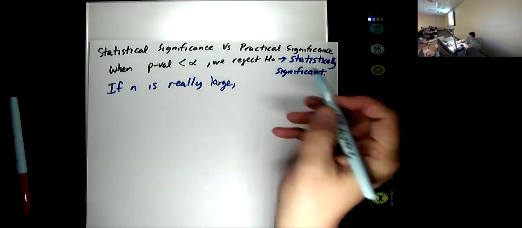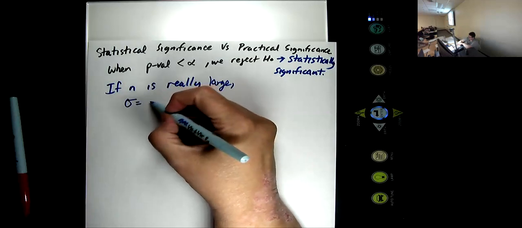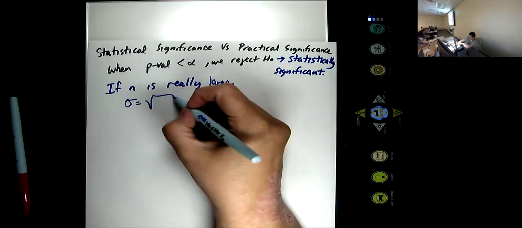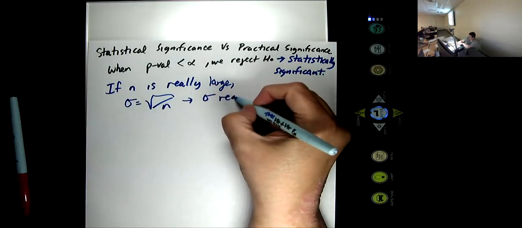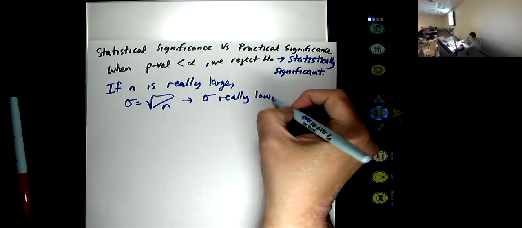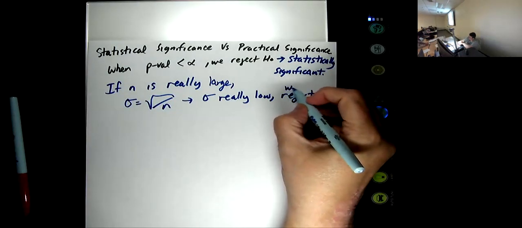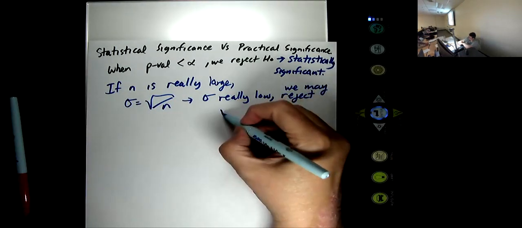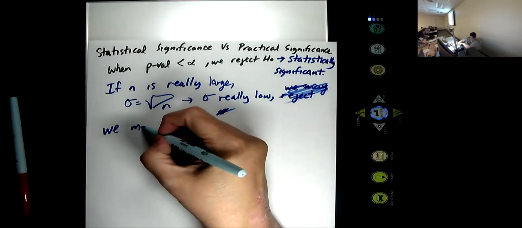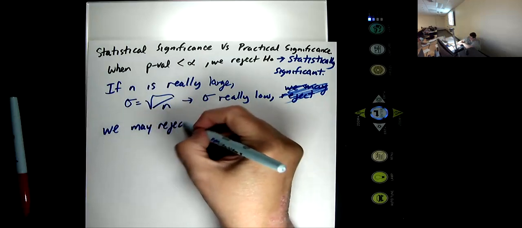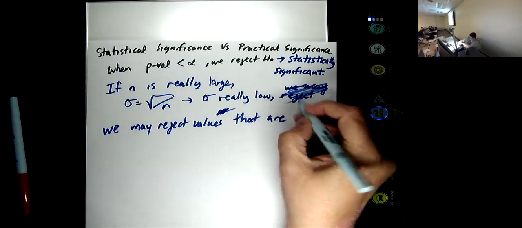If n is really large, then sigma over the square root of n, with an n on the bottom, can make the standard error really low. And it will cause us to reject values. We may reject values that are normally close, that are not too far.